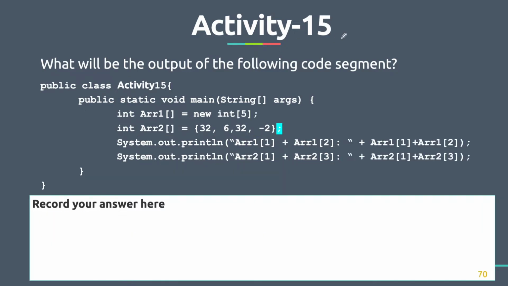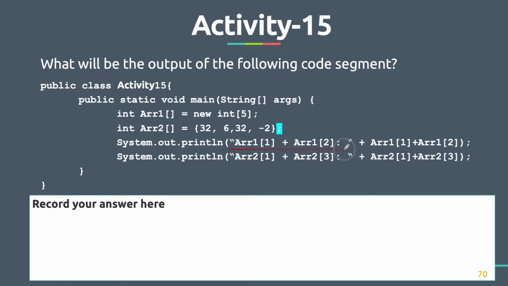Okay, so in the next activity, I would also suggest that you pause the video and then resume when you finish the activity. So we start the execution as always, starting with the main method, and then here, similar to the previous activity, we created two arrays. The first array has 5 elements initialized with 0. The second array has 4 elements, and we gave it initialization. So what would be the output if we printed array 1 at index 1 plus array 2 at index 2?